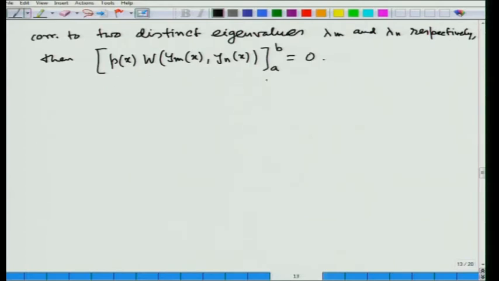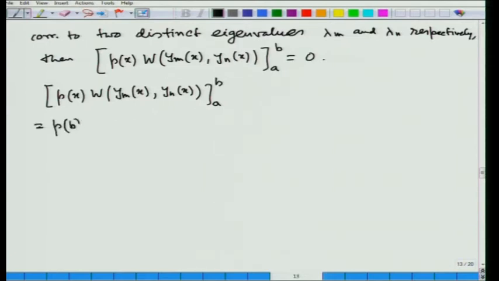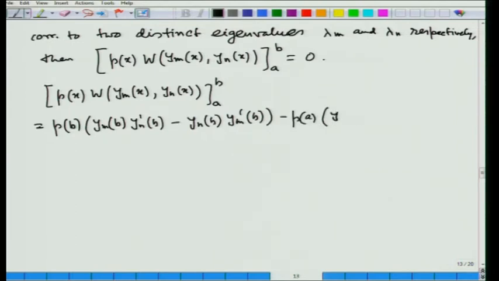So, if we look at this expression, that is p(x) times the Wronskian of y_m(x), y_n(x) from a to b, this is equal to p(b) [y_m(b) y_n'(b) minus y_n(b) y_m'(b)] minus p(a) [y_m(a) y_n'(a) minus y_n(a) y_m'(a)], this is equal to 0.